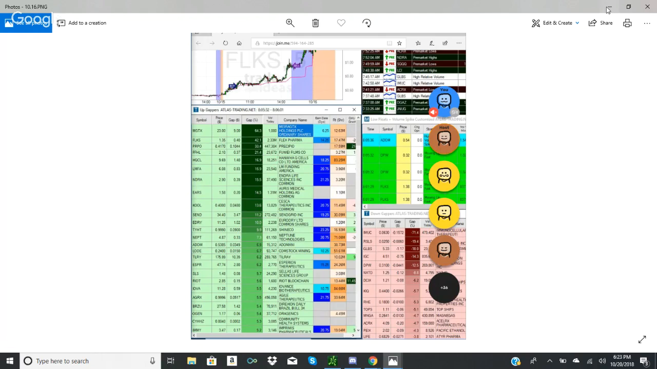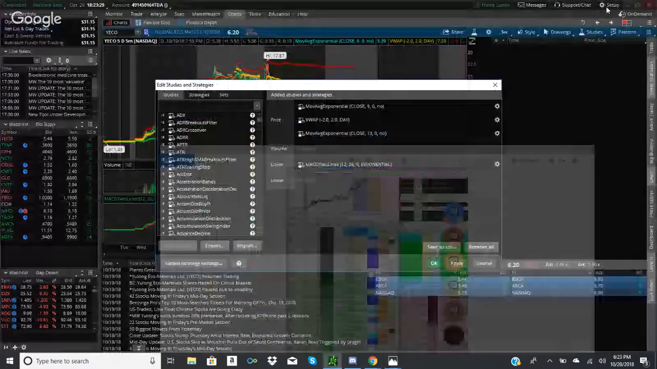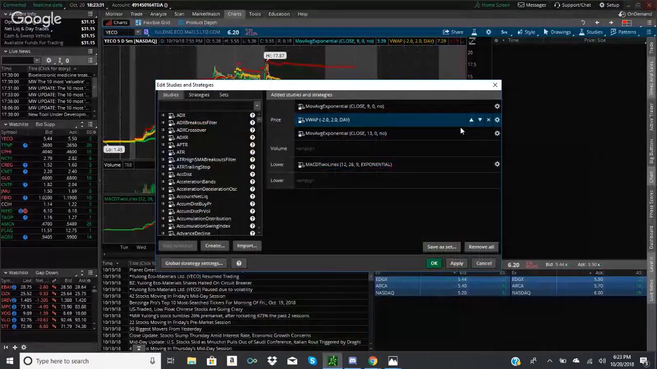And it's basically just learning from the past is how you can improve your future. All right, so that'd be my recommendation. But yeah, here's my studies. You've got your moving average, exponential, close 9, and you guys can just easily screenshot this and then plug it in.